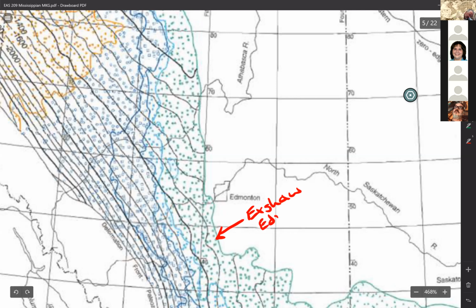Okay, so here's the question. Based on that map, is there any Mississippian underneath of Edmonton? Is there any Bakken formation if we drill directly from Edmonton? What are the opinions here? No opinions. There isn't any. That's right, Nick. Good, Dawson. Thanks, Margaret.